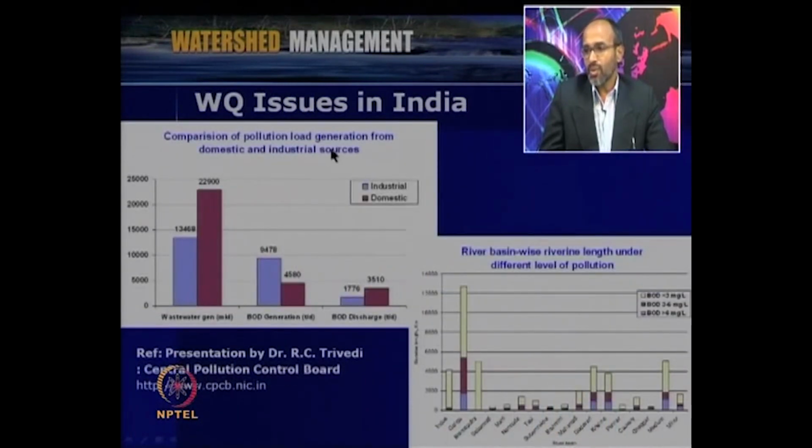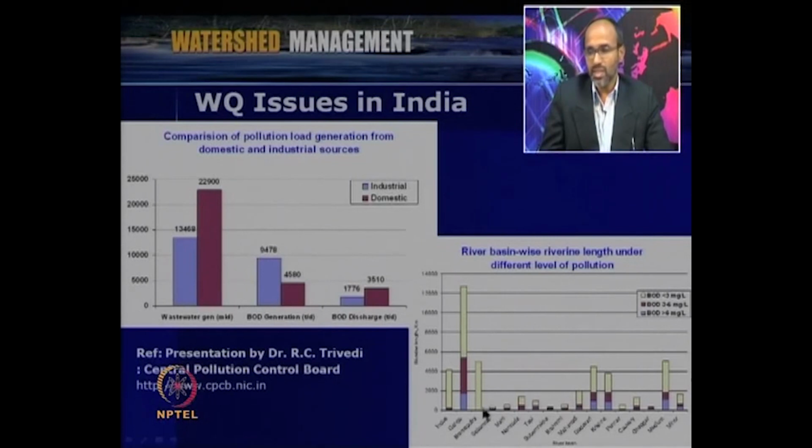Then, a comparison of pollution load generation from domestic and industrial sources. Again, the red color shows the domestic and the blue color shows the industrial. So, again the BOD discharge or BOD generation, and then waste treatment. These things are shown in these figures.